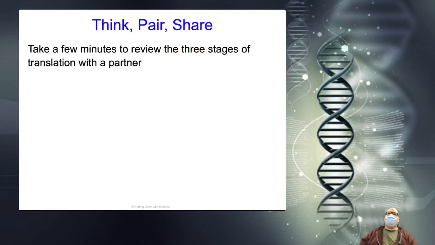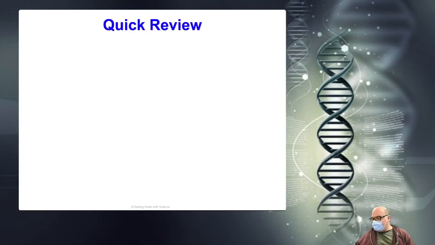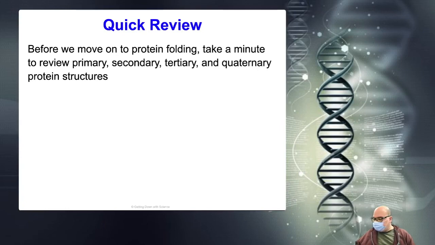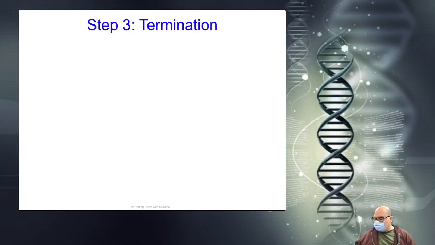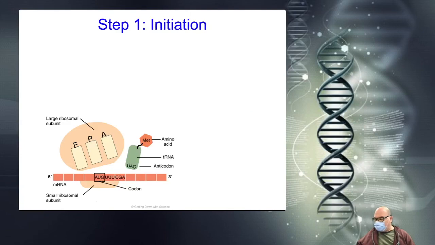All right, so instead of doing this with a partner, that would be more of an in-class thing, and all you people at home don't have partners, let's just go over this real quick. The steps are initiation, which always starts with that AUG, which brings that met amino acid. Does it go into the A or the P? The first one always has to go into the P, so the thing that goes into the A has something to build on.